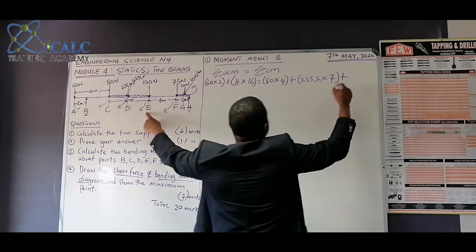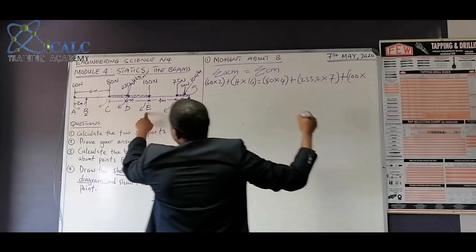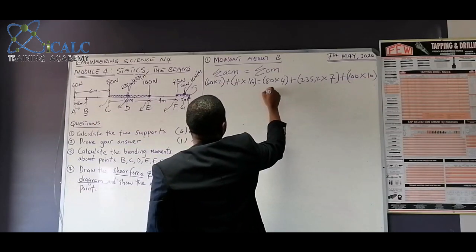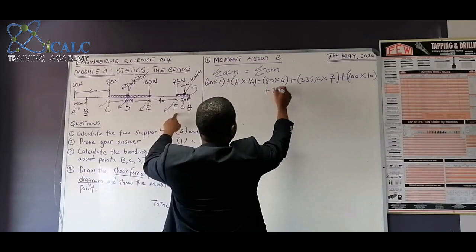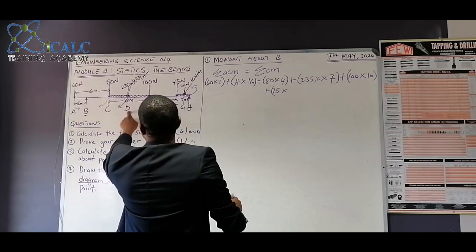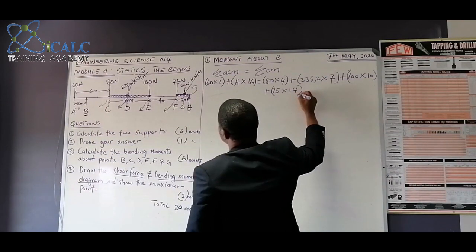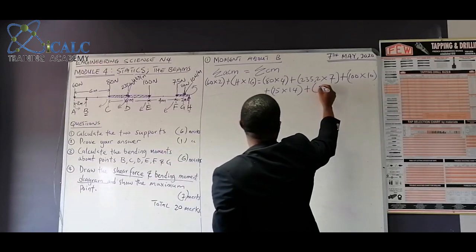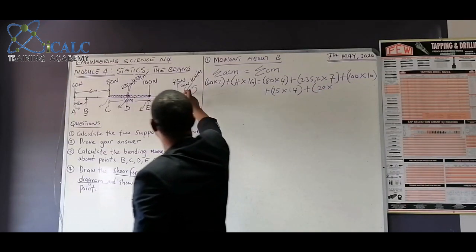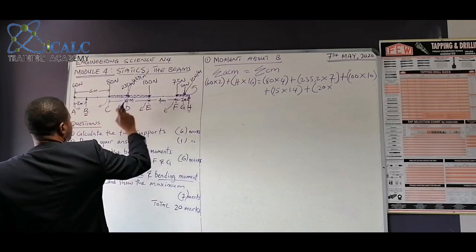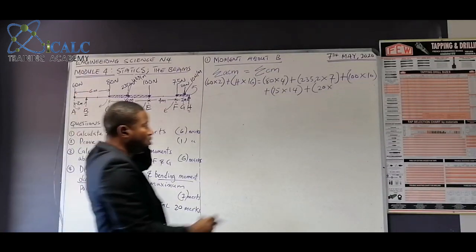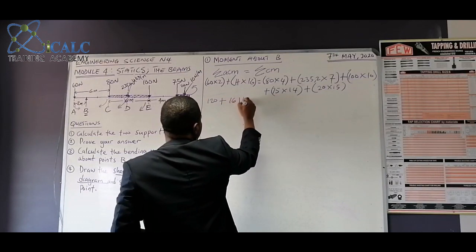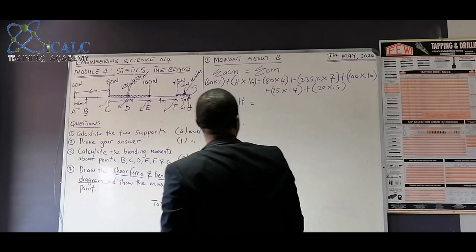Plus another clockwise 100 multiplied by, this is 6 plus 4 is 10, plus 75 multiplied by 4, 10, 14. And lastly, we have our 20 acting at the center there. 20 multiplied by, from here to here will be 1, plus 4 is 5, plus 6 is 11, plus 4 will give us 15.